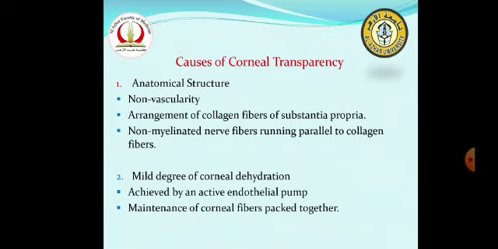The causes of corneal transparency. There are anatomical causes and physiological causes. Anatomical structure of the cornea: it is non-vascular, with a regular arrangement of collagen fibers of the substantia propria. Also, the nerve endings have no myelin sheath. The physiological cause is corneal dehydration, which is achieved by an active endothelial pump and maintenance of corneal fibers together.